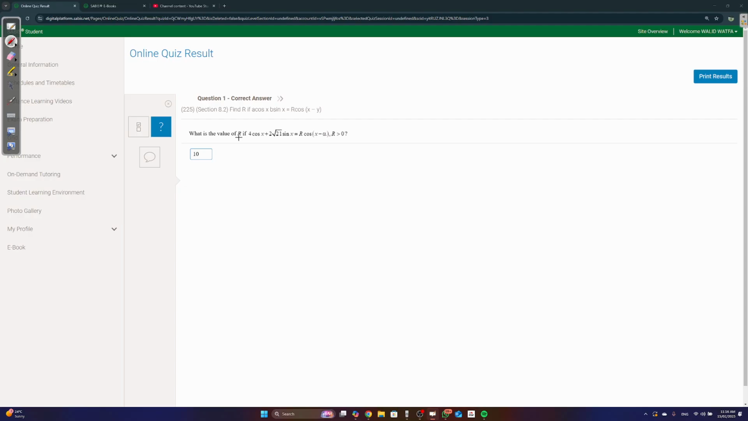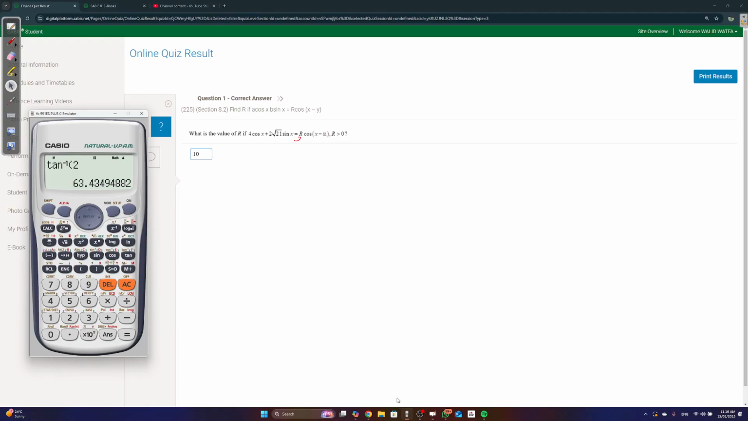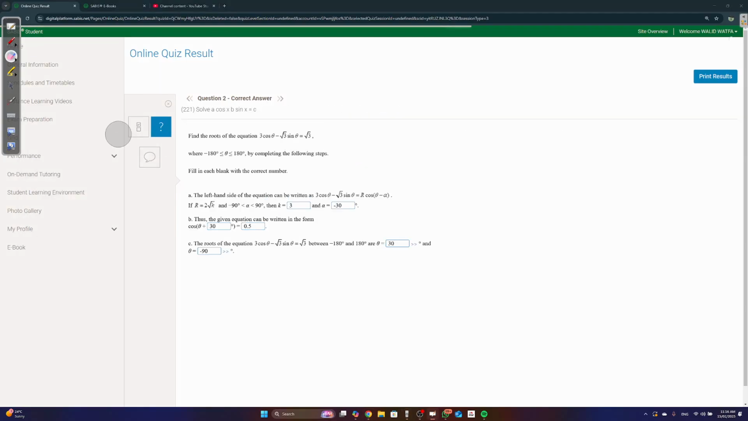Let's do this. What's the value of r if 4 cosine x plus 2 root 21 sine x is equal to this? R, we said, is the magnitude, right? So square root of 4 squared plus 2 root 21 squared, which is 10. Extremely easy. No need to waste time on this.